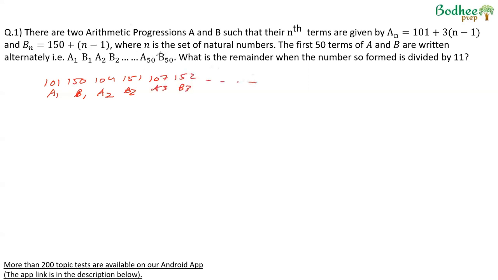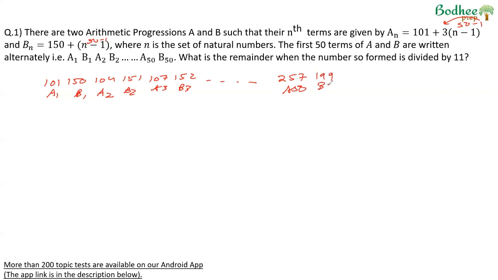The last term of the series will be a50. So putting 50 here, 50 minus 1 is 49, 49 into 3 is 147 plus 101. Putting 50 here for b, 50 minus 1, 49, 199. This will be b50.